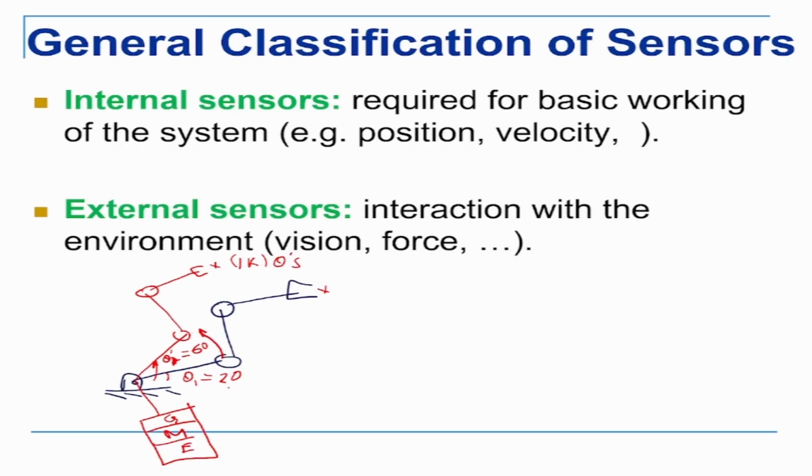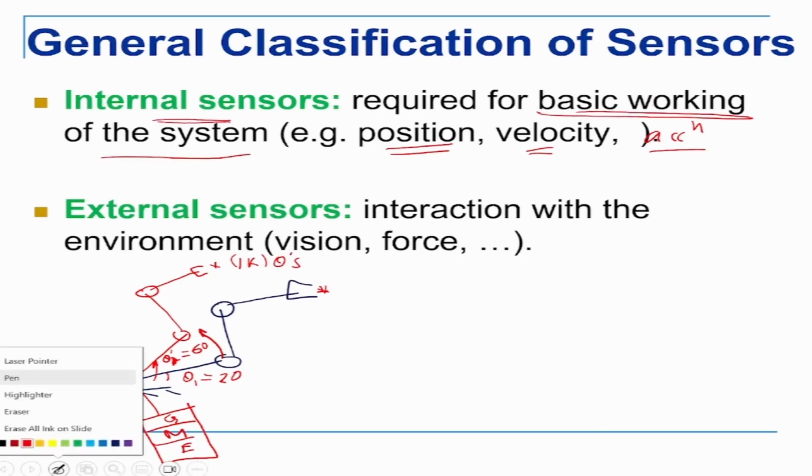Now, to understand the position at a point, it needs position sensors. It needs to know the position. Now, when it is rotating, the motor has a velocity. It also needs to know the velocity, so there is a velocity sensor. And sometimes when it's moving very fast, you also need acceleration sensors. Now, without these sensors, the robot cannot work. Because if it doesn't know the position of the link, there is no way it will know where the end effector is. So these sensors are called internal sensors. They are required for the basic working of the system.